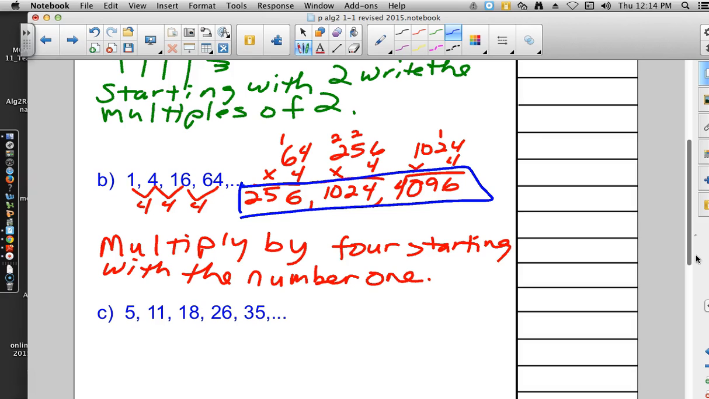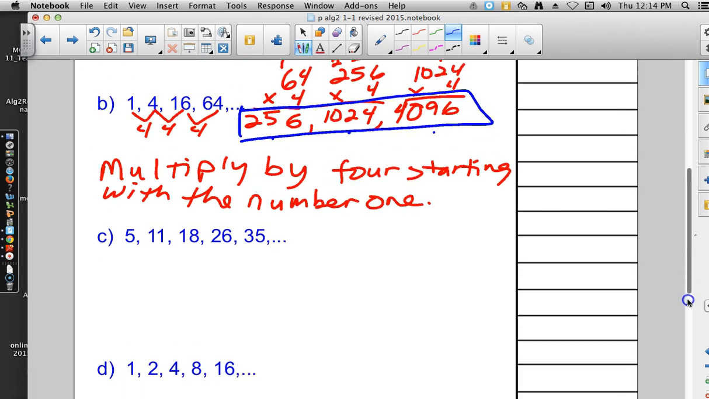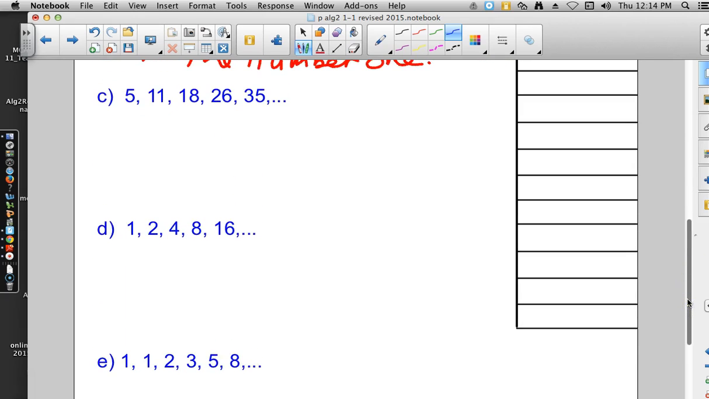So we've done exactly what they wanted. That's the last thing you always want to do with a problem: go back and say, what did they want me to give them? They wanted us to identify the pattern. We multiply by 4, starting with the number 1. And then we had to find those next 3 numbers in the pattern: 256, 1024, 4096.